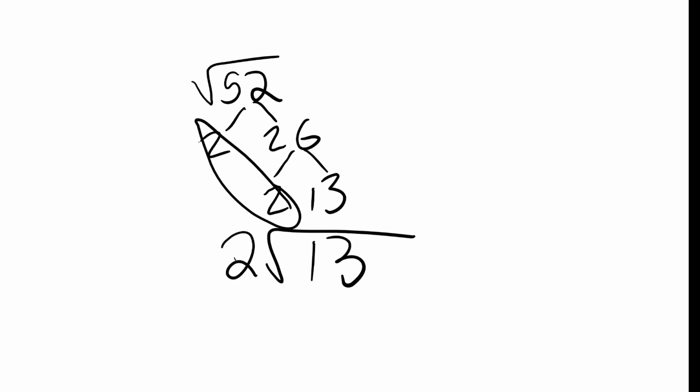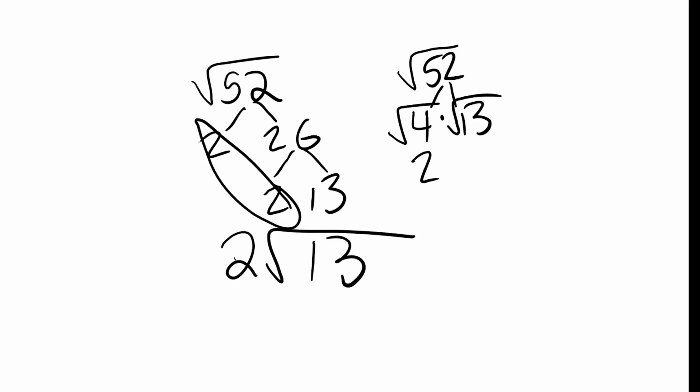Now this was the second method I did before. Let's try to do this one with the first method. So let's see if 4 goes into 52, since 4 is one of my perfect squares. And 4 goes into 52 if you do 52 divided by 4, you get 13. And so root 4 times root 13 is the same as root 52, and root 4 is 2, so you get 2 root 13. So again, a couple different ways of looking at doing the same question.